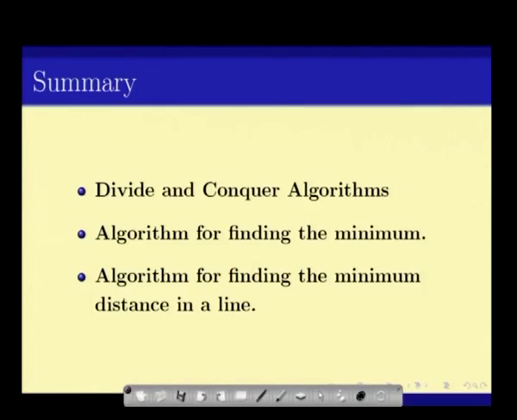Okay, to summarize, we have the divide and conquer approach. We have already seen this approach earlier, but today we saw its application even more, to finding the minimum in a set of n elements, and then finding the minimum distance on a line. In the next lecture, we will see much more interesting applications of the divide and conquer approach.